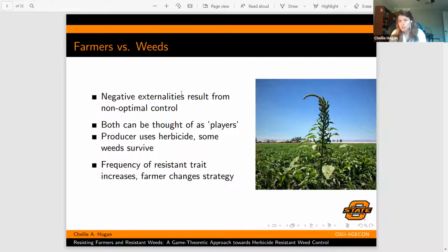Some weeds do die from it, but some survive. So those that survive are going to continue to mutate, continue to get stronger, better, faster. And then the producer is going to change strategy, try something else. The weeds are going to react and get better, stronger, faster if they can. So it's just kind of a never-ending one-upping each other. So ultimately, the frequency of that resistance trait is going to increase, which is not optimal in general.